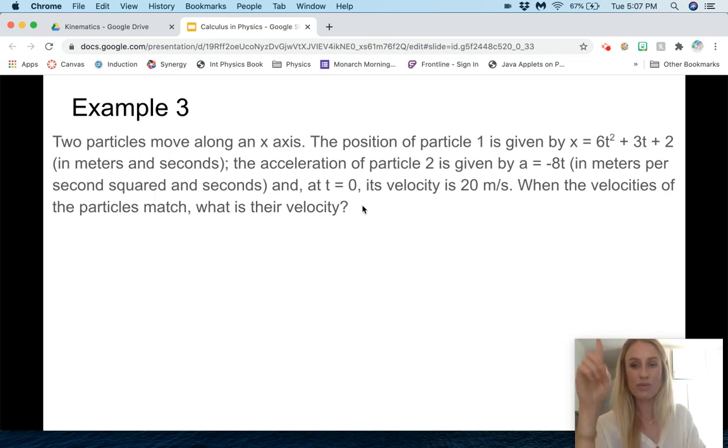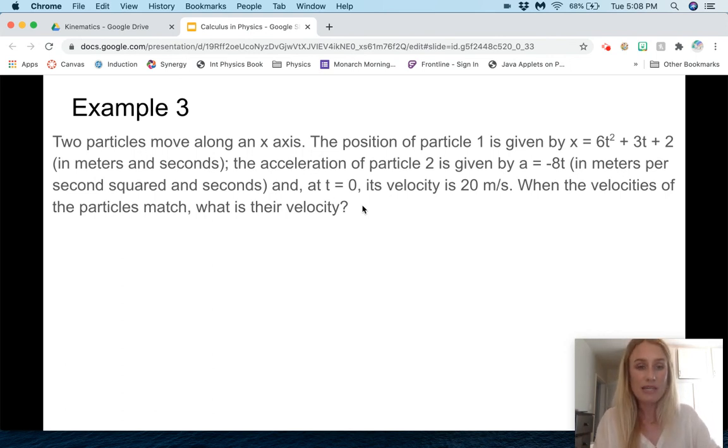One of the first rules I have is to remember what we're actually solving for. I always ask myself, and I'm going to go over this more when we actually start the school year, what am I actually solving for? Because sometimes it gets lost in the solving of the problem. So I want to know, when the velocities of the particles match, what is their velocity?